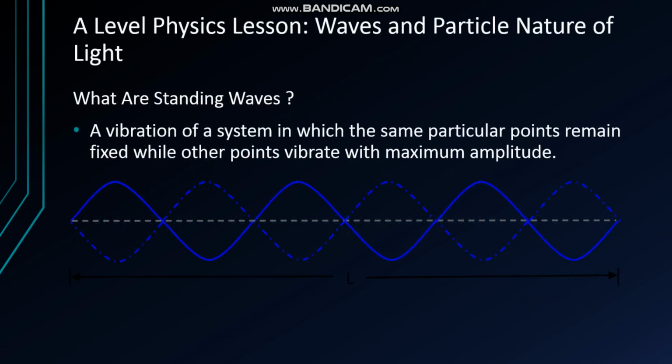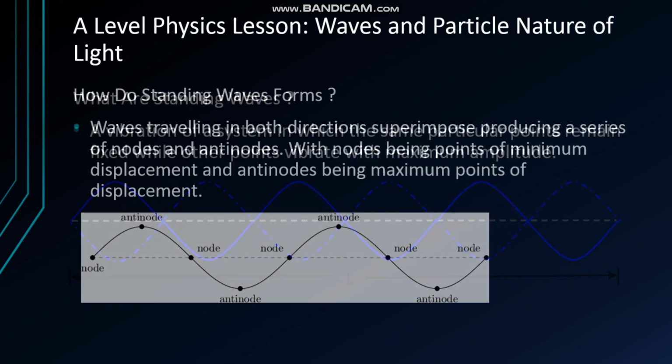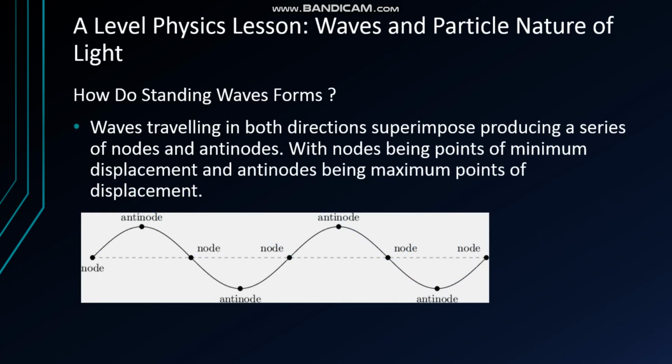What are standing waves? Basically, standing waves are a vibration of a system in which the same particular points remain fixed while other points vibrate with maximum amplitude. How do standing waves form? Waves traveling in both directions superimpose, producing a series of nodes and antinodes, with nodes being the points of minimum displacement and antinodes being points of maximum displacement.